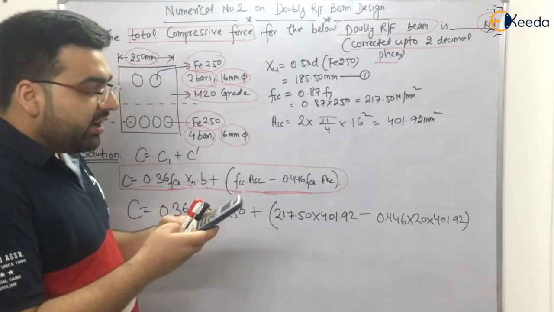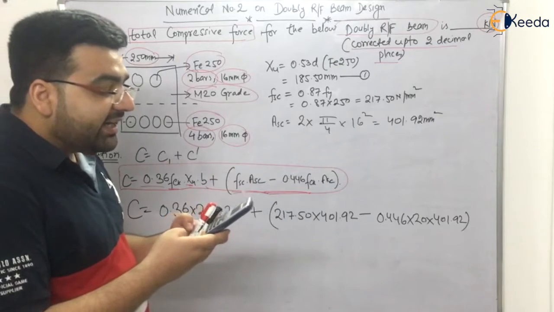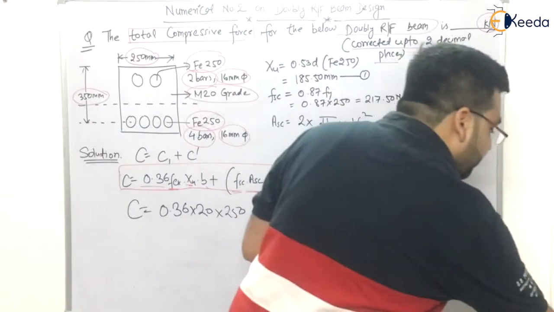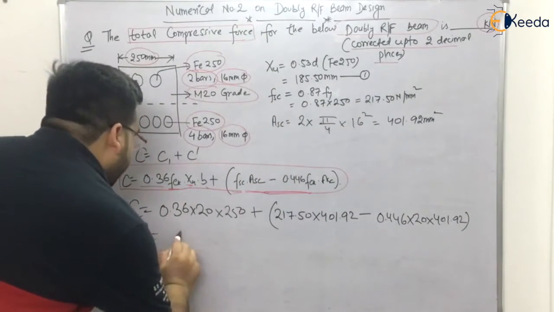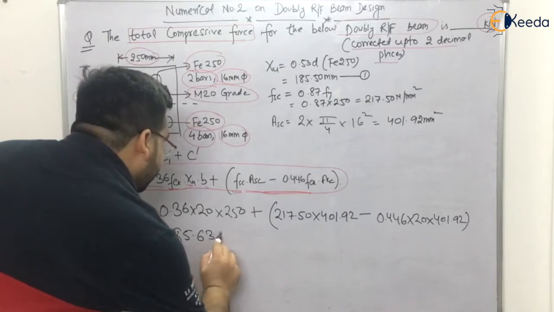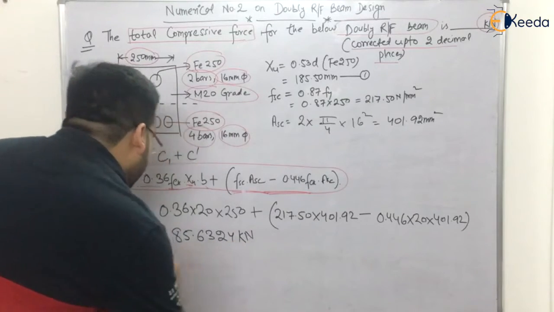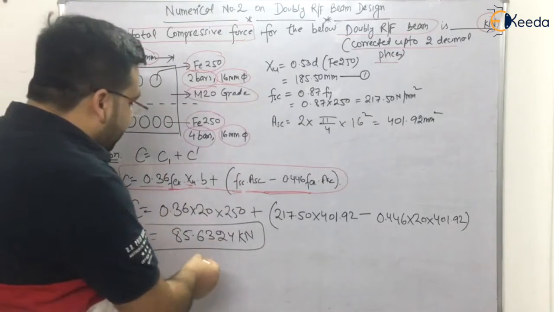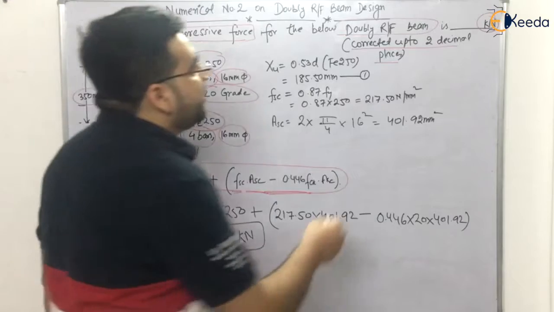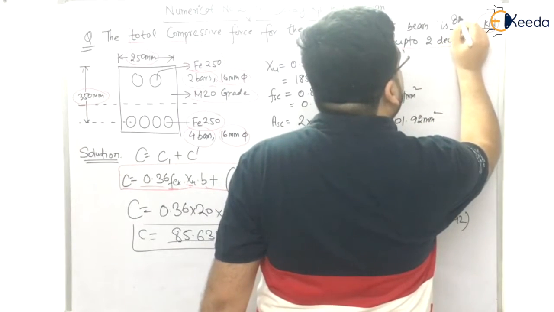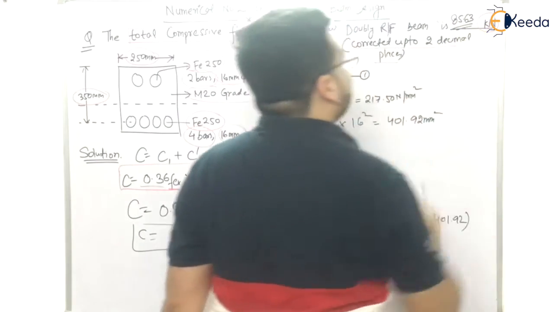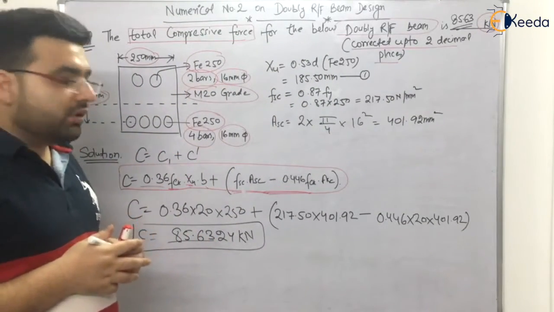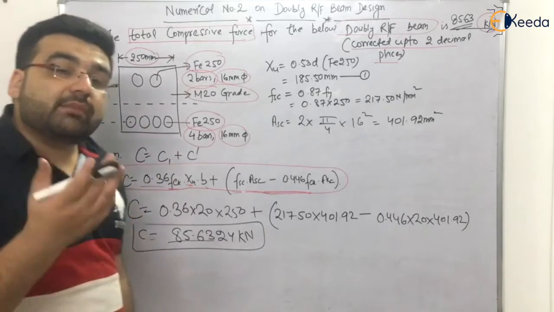but we have to get the answer in kilonewton, so I will divide it by 1000, so I will be getting 85.6324 kilonewton. So let me write it here, 85.6324 kilonewton. I hope everybody is getting the same answer. Clear? So up to 2 decimal places it will be equal to 85.63. So the answer will be 85.63. Simple.